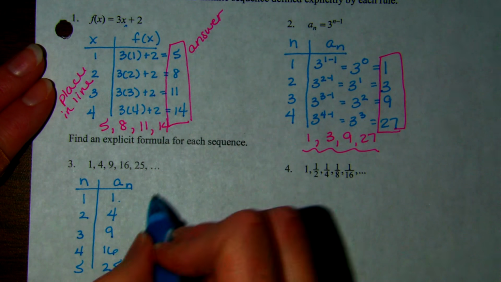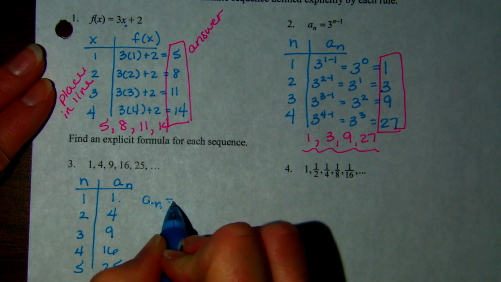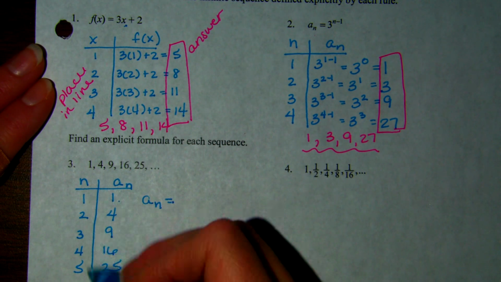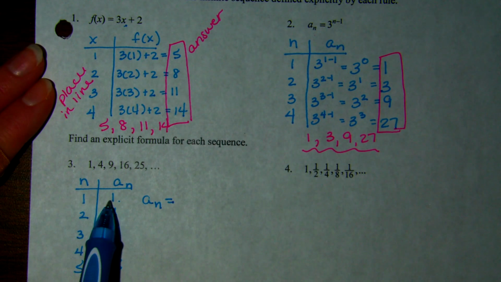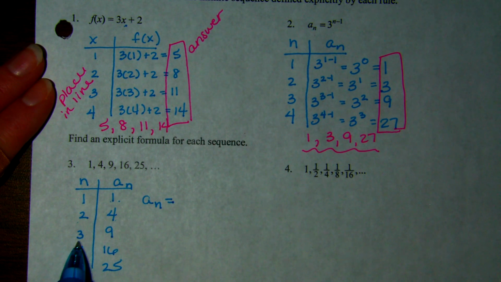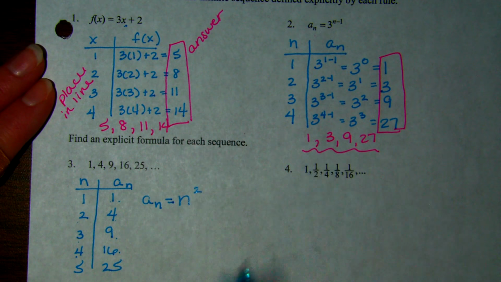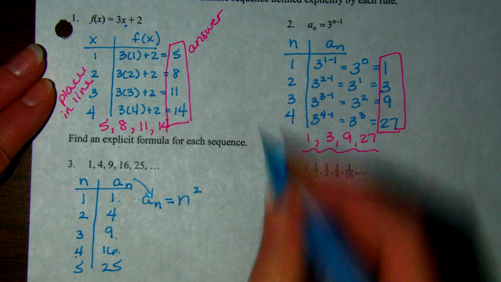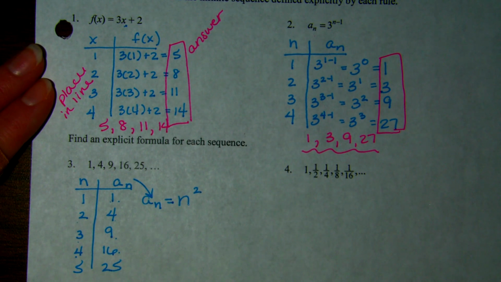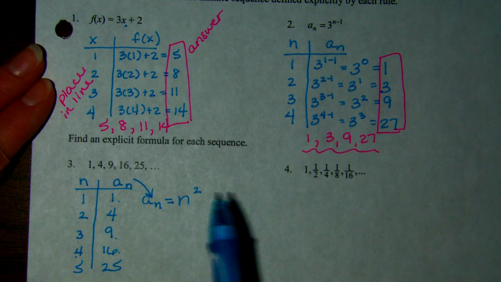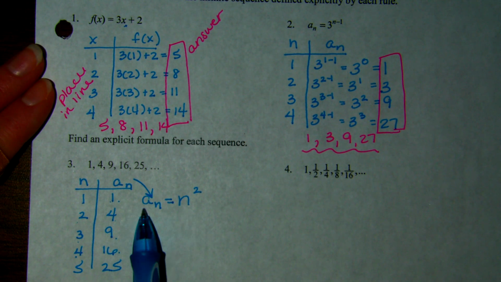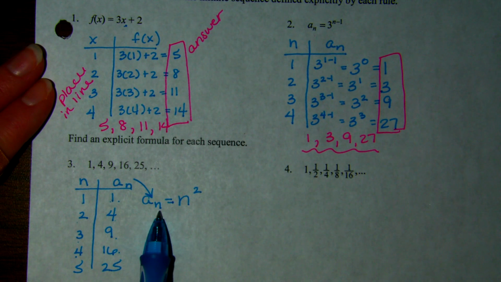The relationship I'm seeing is that a sub n is this term n squared, right? 1 squared is 1, 2 squared is 4, 3 squared is 9, 4 squared is 16. And so our relationship is a sub n equals n squared. My actual term is equal to my position squared. It is exactly like looking for a formula given x and y values, guys, except that instead of using an x and a y, we're using an n and an a sub n. And again, a sub n is just your term at that position.